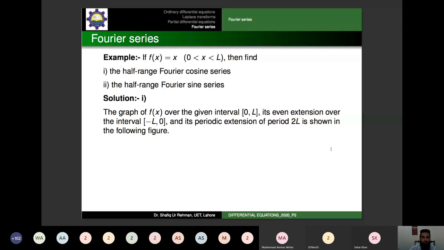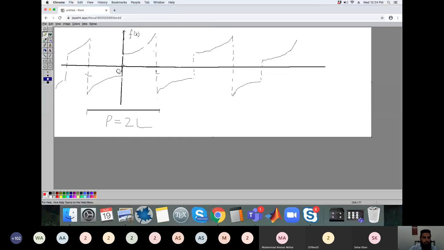So the idea is there. I give you an idea. For example, it will be something like that. A straight line. So this portion of the graph is given. f of x is equal to x over the interval from 0 to L.